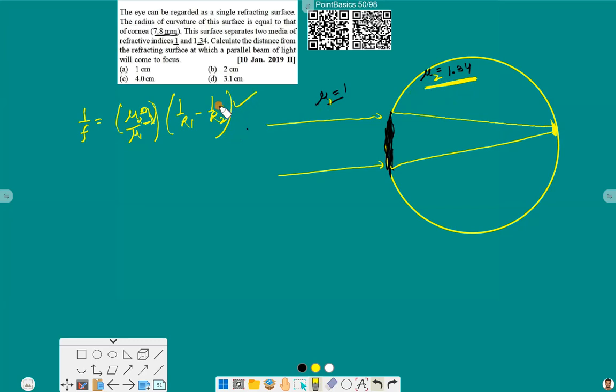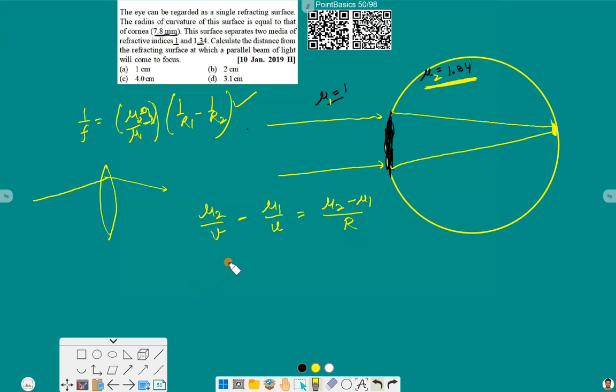These formulas are applicable when it leaves the medium, because normally we have a lens here, so light enters the lens medium and then comes back to the original medium from which it entered the lens. Here it enters the lens and stays in the same medium, so we have to use the refractive surfaces formula, and that is mu2 by v minus mu1 by u is equal to mu2 minus mu1 by r.